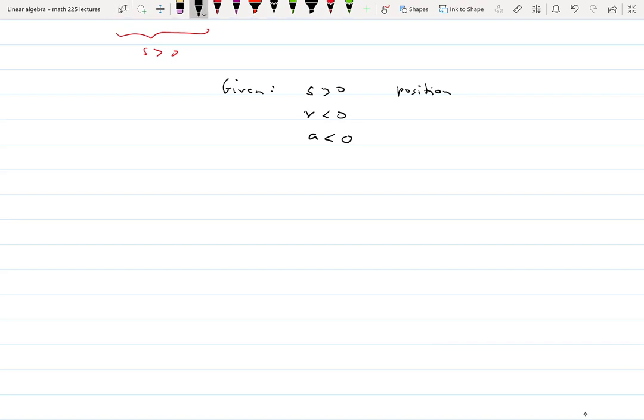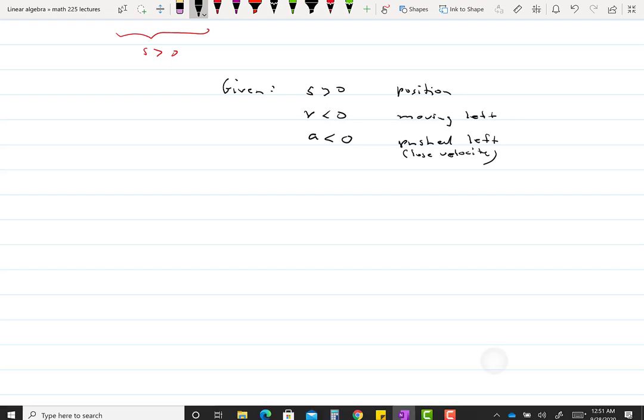Okay, so V is less than zero means moving to the left. A less than zero means you're pushed to the left. Acceleration is push and pull. A greater than zero, push to the right. A less than zero, pushed or pulled to the left. Means losing velocity.